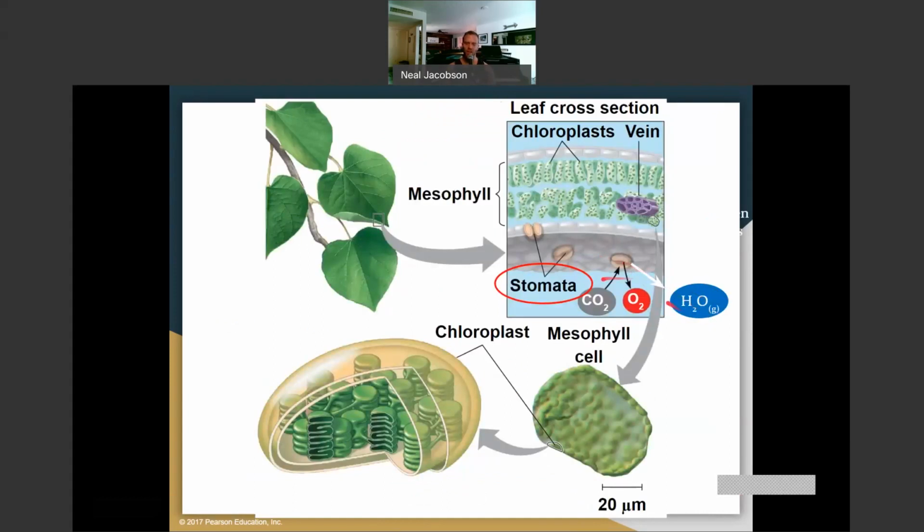So in the desert, if you look at the stomata on desert plants, they only open at night when the sun's not shining to allow for the transpiration of gases. So they limit the amount of water that they lose.